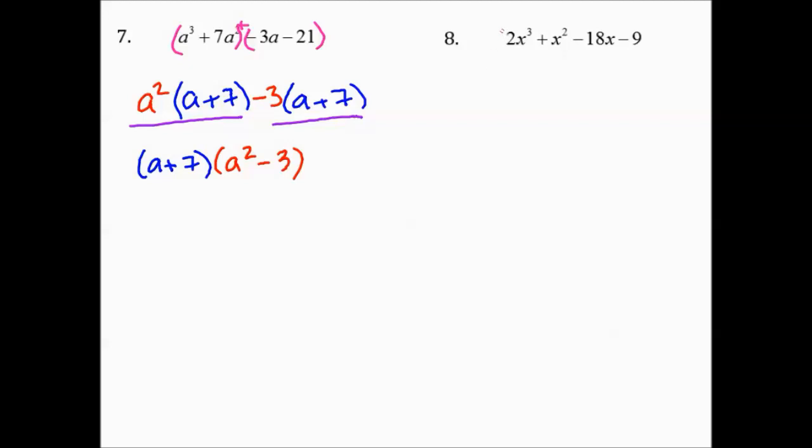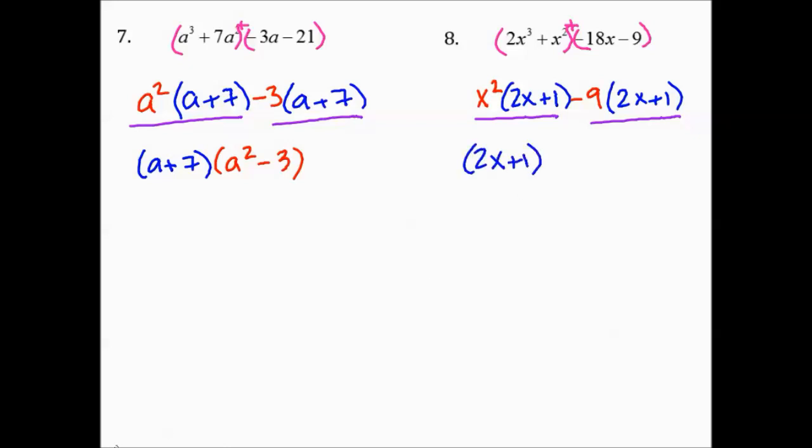Number 8 is very similar. I need to start by drawing my parentheses. If I factor the GCF out of the first set of parentheses, that GCF would be x squared. And I'm left with 2x plus 1. The GCF of the second parenthesis is negative 9. And if I factor out a negative 9, I'm left with 2x plus 1. If I look at these two terms, they have a 2x plus 1 in common, and I'm left with x squared minus 9.